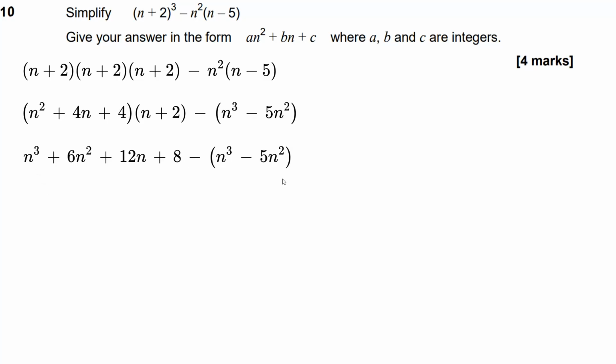So n cubed cancels with n cubed, because you're taking it away. 6n squared minus minus becomes 6n squared plus 5n squared. So you've got 11n squared. The 12n plus 8 stay the same. So just put that in, and that's in the form that you want it.